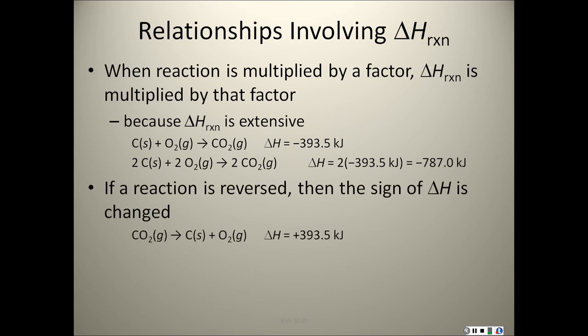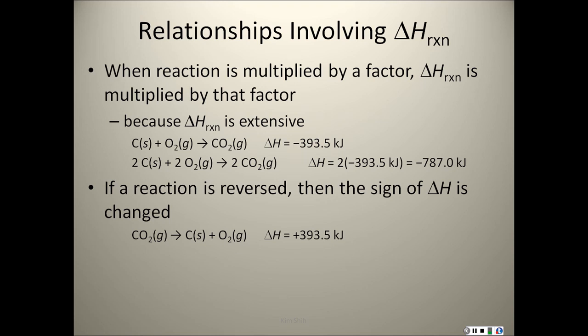So we have a lot of relationships that are involved in delta H of reaction. First of all, delta H of an entire reaction is the delta H of the products minus the delta H of the reactants. And we have to consider that if there's a multiplier in there, or a coefficient used to balance a chemical equation, that delta H must be multiplied by that coefficient also.